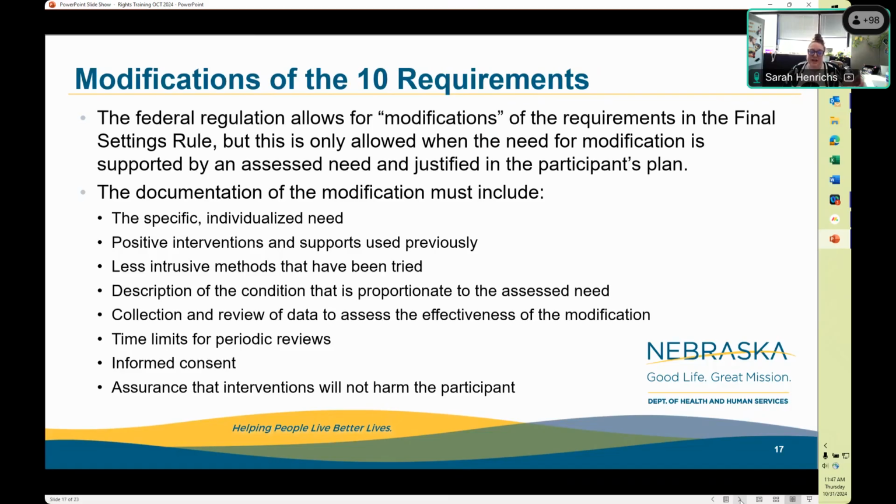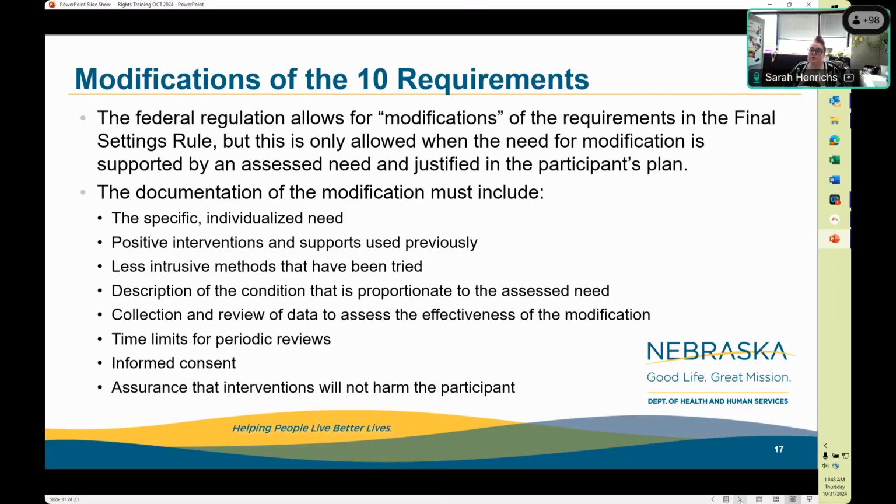Because we have rules that say a restriction cannot be used in a way that would harm the participant. That's one of our requirements for a rights restriction. We have to discuss less intrusive methods that have been tried. We have to discuss positive interventions and supports, all of those types of things. So really, when we're talking about a modification of these requirements, we're talking about a rights restriction to some extent. And so that is allowable, but it must be, just like a rights restriction, based on an individual person's assessed need. That's why we can't do things like across the board rights restrictions or house rules.